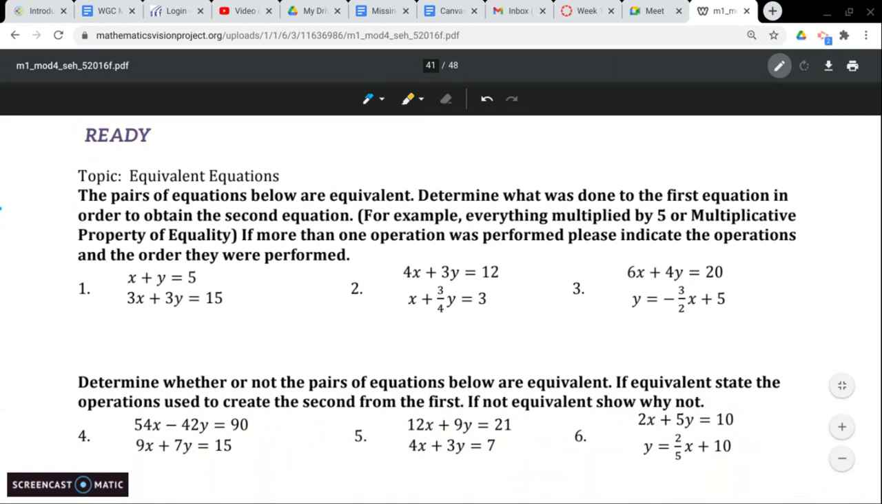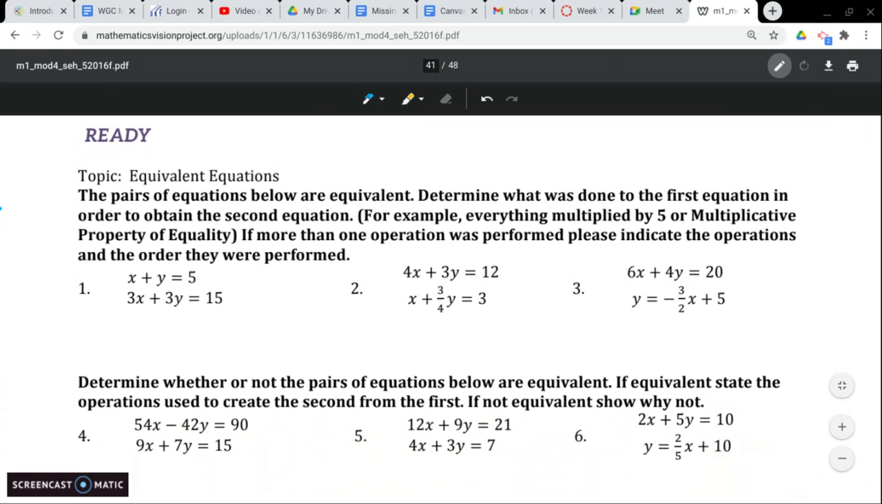So they are equivalent. What we have to do is determine what was done to the first equation in order to obtain the second equation. For example, everything multiplied by 5, or multiplicative property of equality. If more than one operation was performed, please indicate the operations and the order they were performed in.